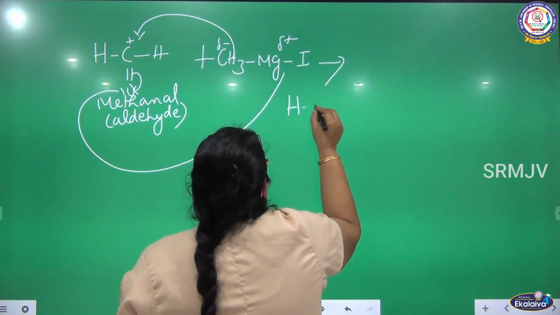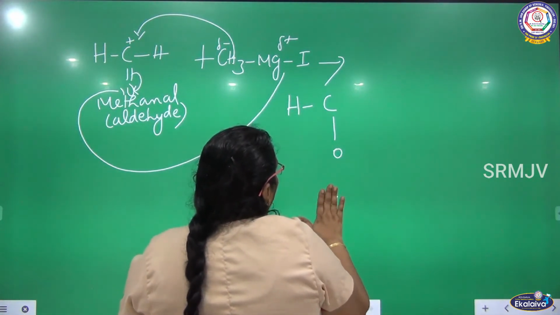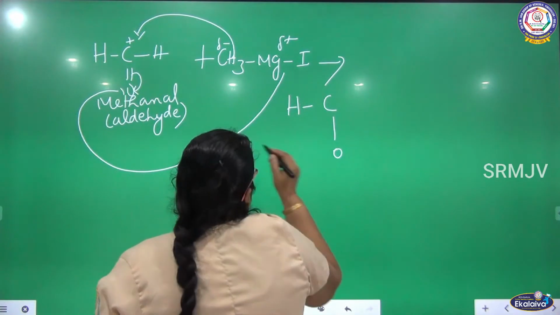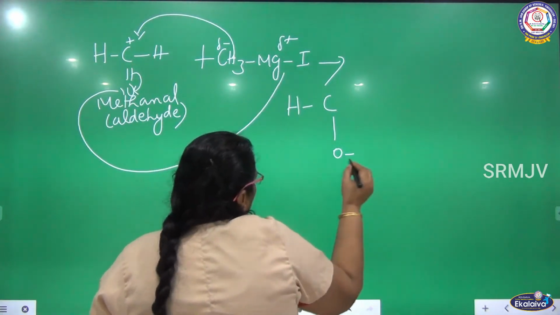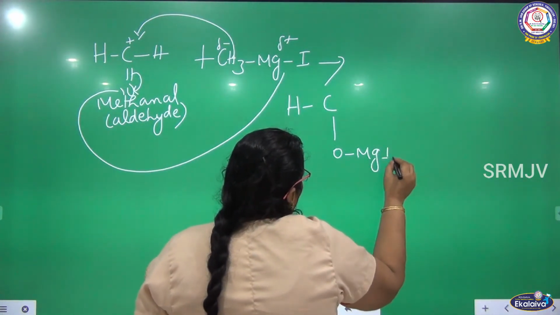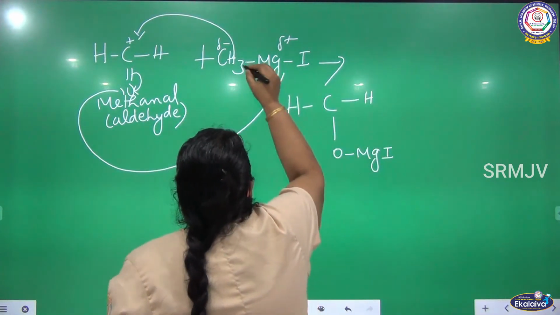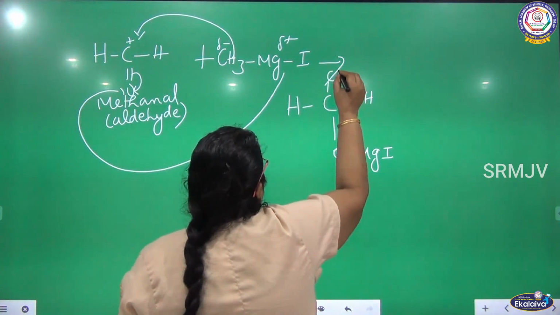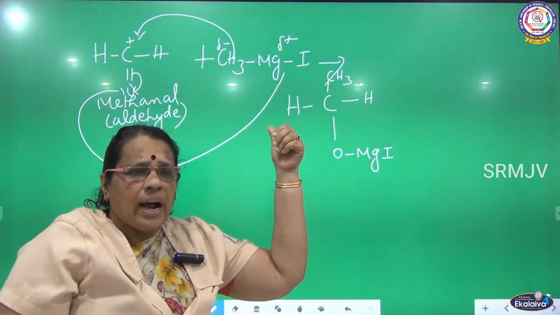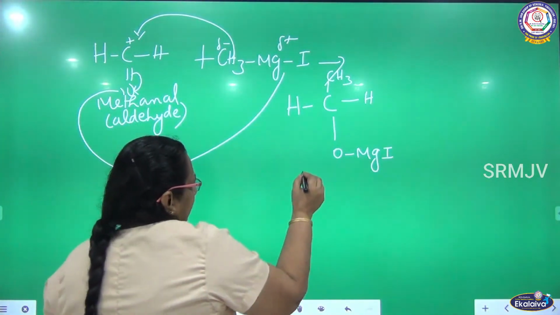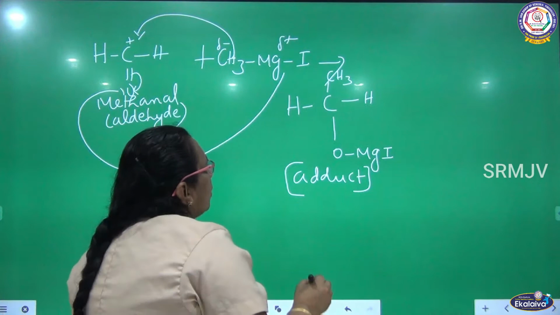So H, C, the double bond will become a single bond, with oxygen. The bond between carbon and oxygen is pulled over to oxygen, so oxygen becomes negative. This MgI, which is positive, will go and attack the oxygen. On the other side there is hydrogen, and this partial negative methyl group will go and attack the carbon because carbon is electron deficient. The methyl group is attached to the carbon, and it will form an adduct. What is the compound we are getting here? An adduct, an unstable compound.